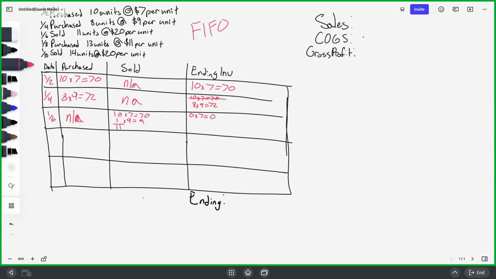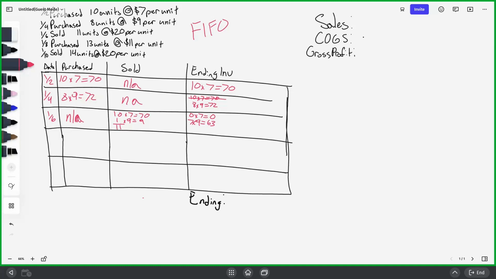Now, on the other hand, how many units of our $9s do we have? 7, we took 1 out. That's 63. Any questions? I just crossed it out and put the 0 times 7. You can cross it or put 0, whatever works. I like to just put multiple ways.